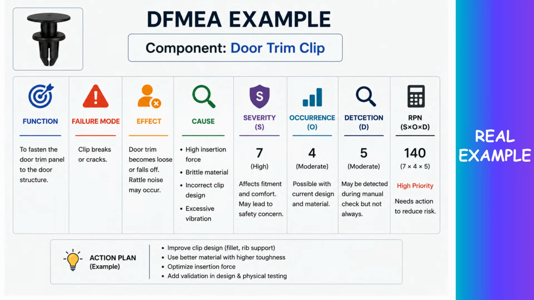And finally, RPN is calculated. This helps engineers decide which failures need immediate attention. Then corrective actions are taken, like improving rib support, changing material, or optimizing insertion force.